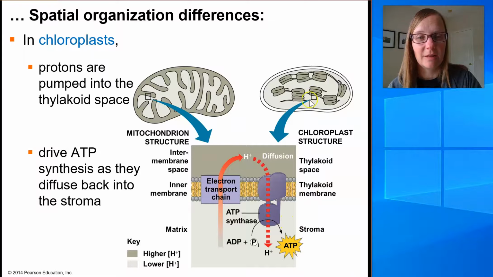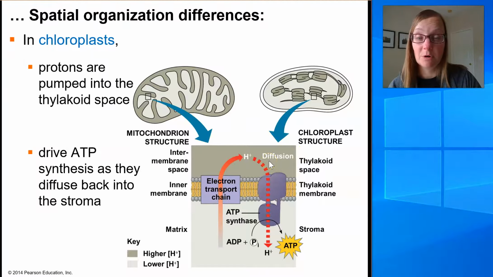And now we're looking at this little blow up of a cross section through the thylakoid membrane. So here we have the thylakoid membrane. This is where the electron transport chain is and the ATP synthase. And here, as the electrons move through the electron transport chain, protons are pumped from the stroma out here in light gray into the inside of the thylakoid space, inside the thylakoid. So you can see the high hydrogen ion concentration here in the dark gray.